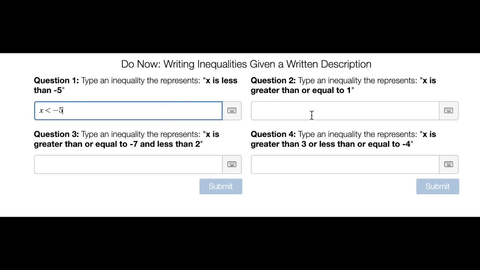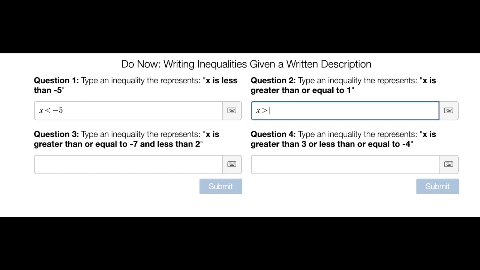Question 2. Type an inequality that represents x is greater than or equal to 1. X is greater than or equal to 1.